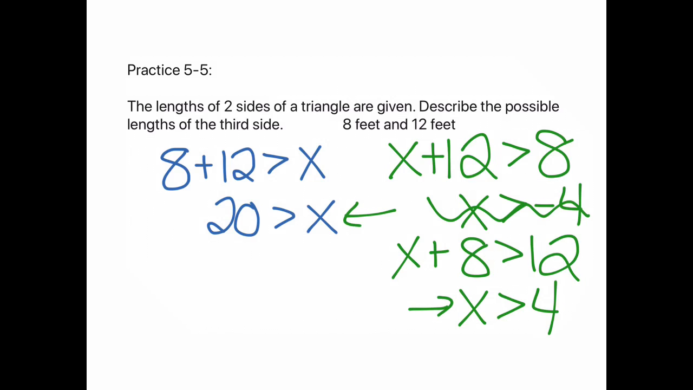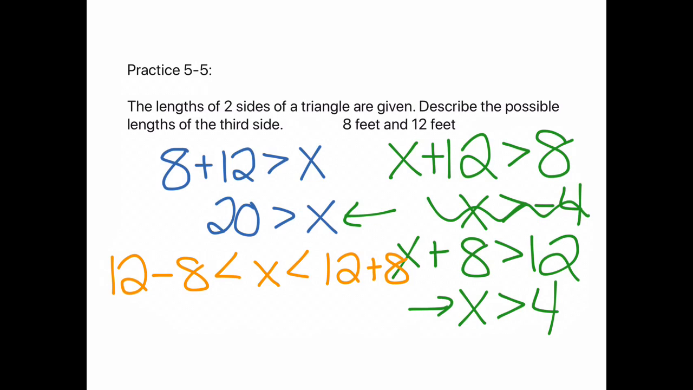There is a shortcut way to do this, and that is that you can subtract the two sides you're given here, put x in the middle, and add the two sides you're given on the other side and make a compound inequality that looks just like this and will always look like that. So on the left-hand side, 12 minus 8 is 4, which has to be less than x, which has to be less than 12 plus 8, which is 20. And either way, you get the same answers. X has to be greater than 4, but less than 20.